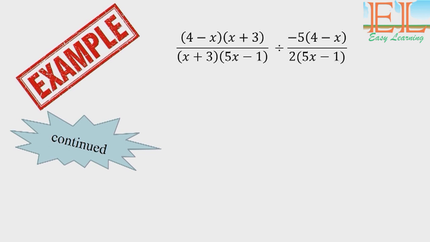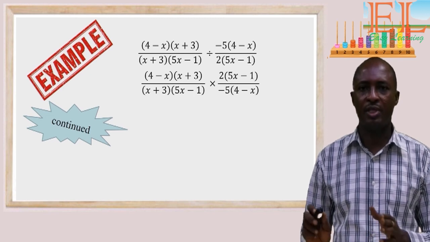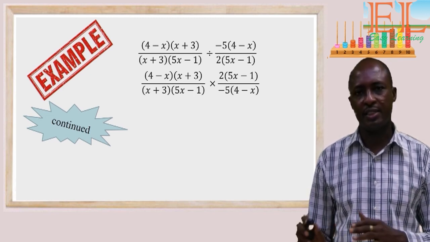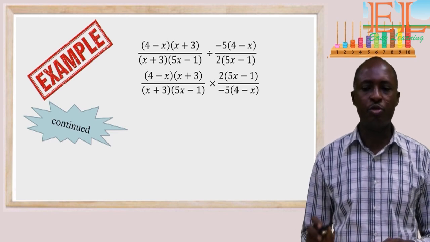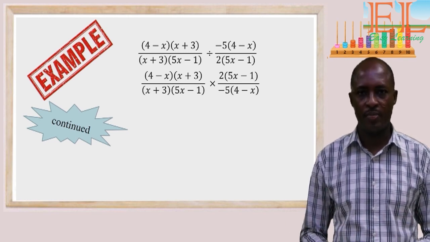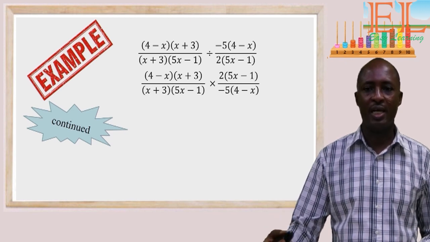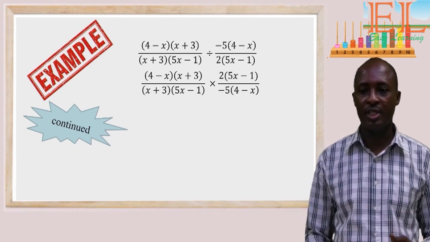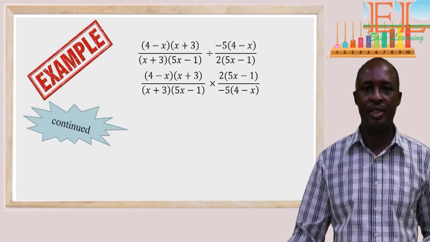We know that division can be written as the inverse of multiplication. And so, I'll rewrite the whole expression, changing the division to multiplication, as 4 minus x times x plus 3 divided by x plus 3 times 5x minus 1, now times, because I'm taking the inverse, 2 times 5x minus 1 all divided by negative 5 times 4 minus x. Now we've learned that all we have to do is change the denominator and the numerator when you are dividing. Of course, what we are doing is taking the inverse. So the inverse of the division is the multiplication.